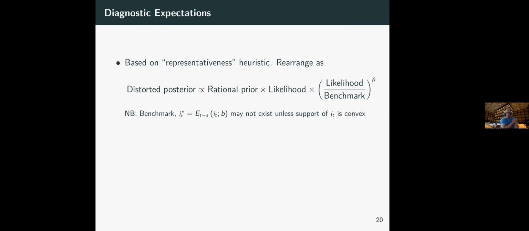So actually, in Uran's paper, the overreaction and macro forecast, you give a functional form, which is the latest evolution of that functional form. If you rearrange it, what you get is that the diagnostic posterior is proportional to the rational prior times the likelihood. So this first term is the Bayes posterior, but then it's times this representativeness term. So it's the actual likelihood of the data divided by the likelihood of a benchmark outcome raised to the theta power, the theta distortion.